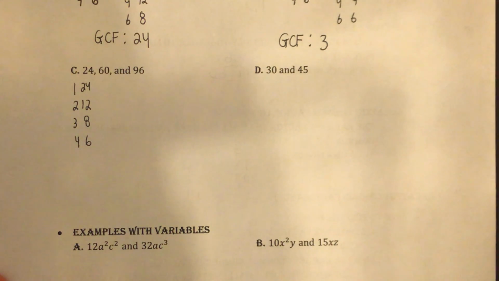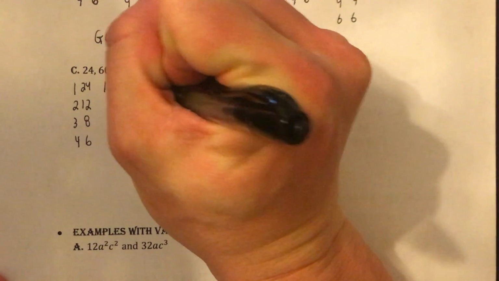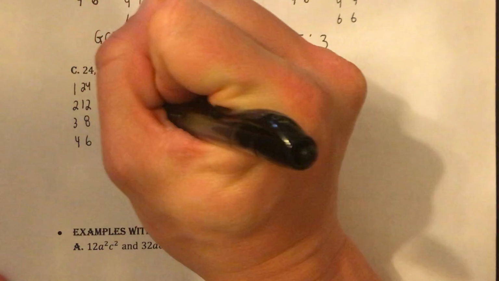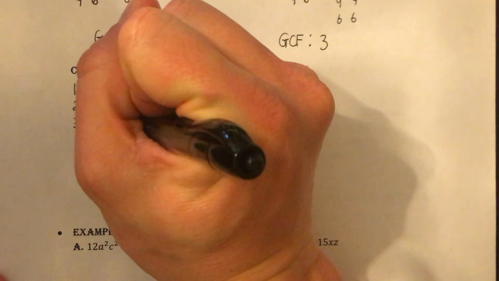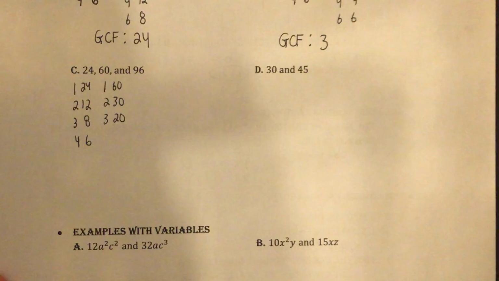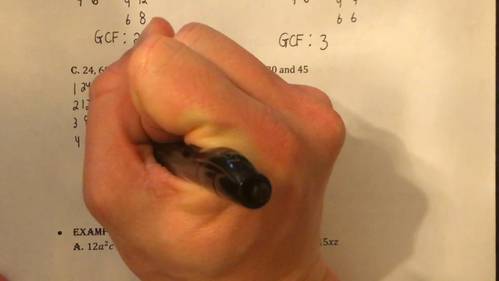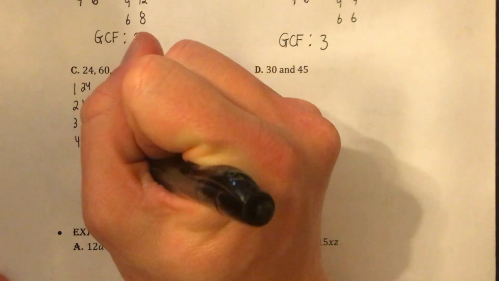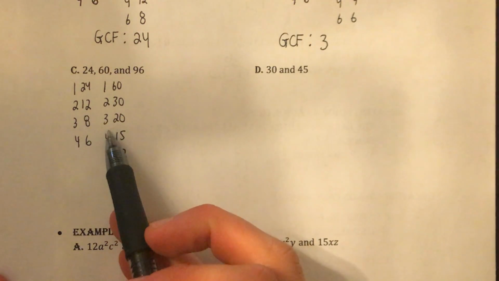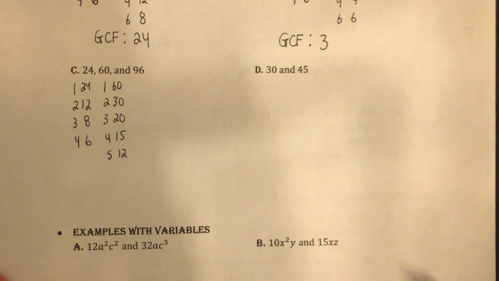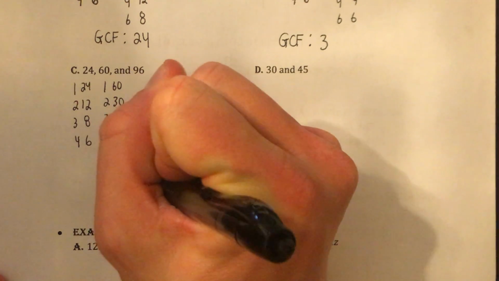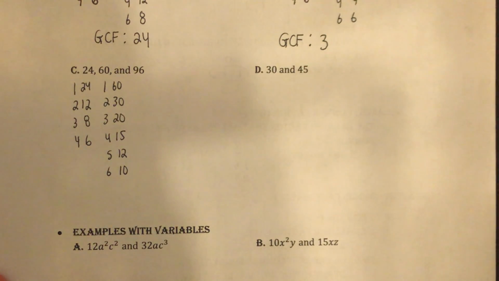Now I need to go on to 60. So 1 and 60, 2 and 30 work, 3 and 20 work, 4 and 15 work, 5 and 12 work, and again, these pairs are slowly getting closer together, 6 and 10 work. Does 7 go in? No, it doesn't. Does 8 go in? No, it doesn't. Does 9 go in? No, it doesn't. 10 is already on my list. So bam, I'm finished with that list.